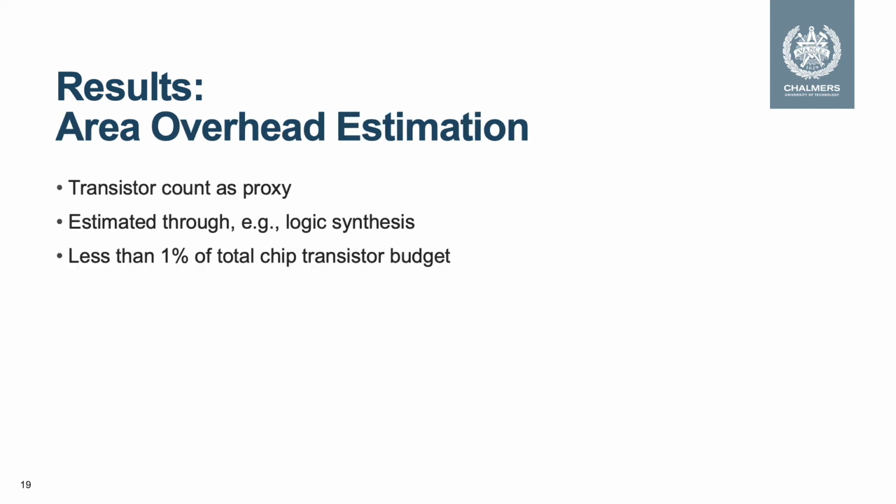We have carried out an estimation of the area overhead using transistor count as a proxy for area. The estimation has been done through logic synthesis and also counting the number of transistors in standard cells, for example SRAM 6 transistor cells for each of the added structures. In total, we found that we add less than 1% of the total chip transistor budget for all the structures we add.